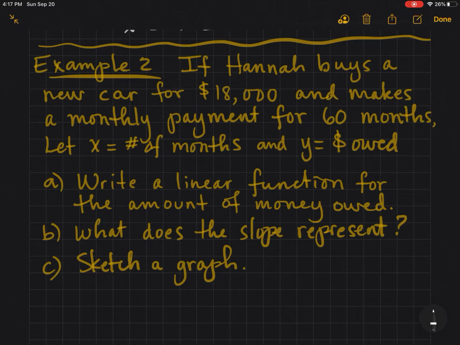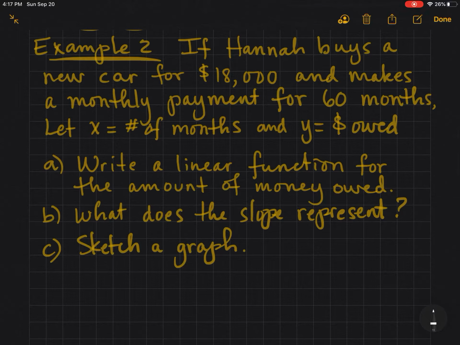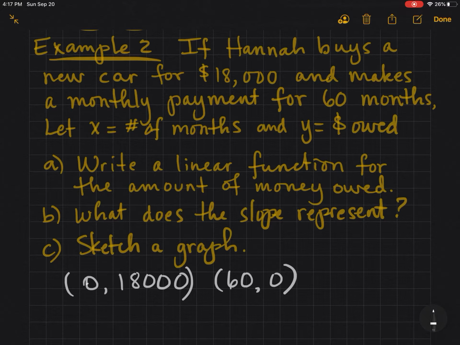Okay, first we're going to write a linear function for the amount of money owed. Let's make sure that we understand the problem. The cost of the car is $18,000. So remember, x is the number of months. So in 0 months, after 0 months, we still owe $18,000. So that's one ordered pair. After 60 months, the car will be paid off and we will owe $0.